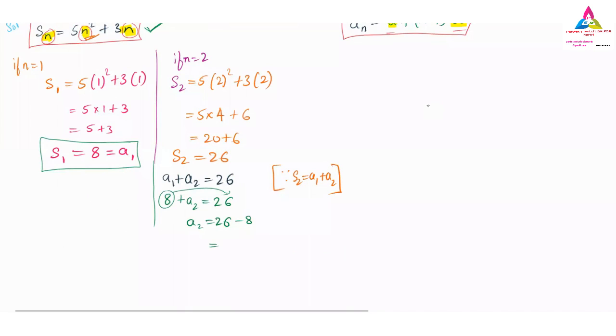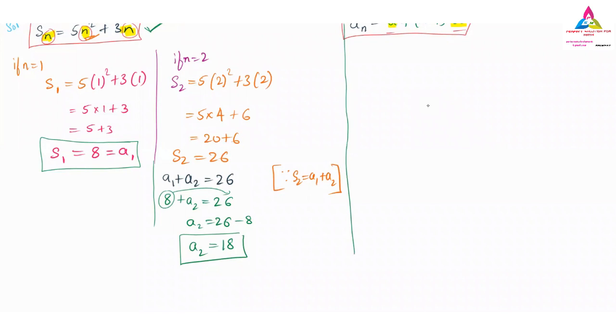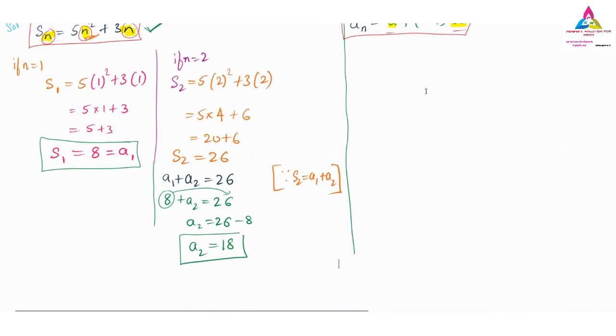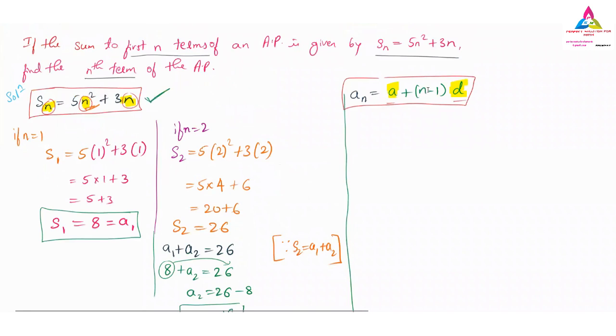How much? 18. So we found the A2 value also. I know the A1 value and I know the A2 value. So it is easy for me to solve for the AN. So what does that AN refer to? Let us move towards the next.